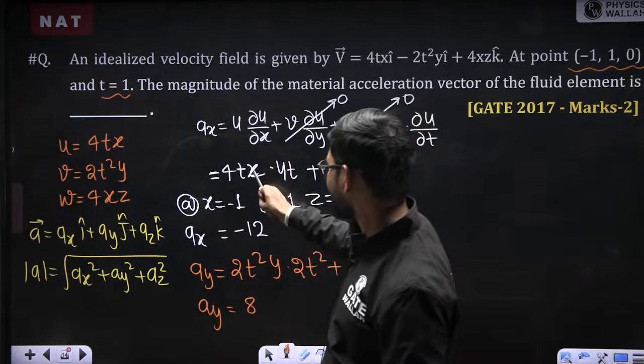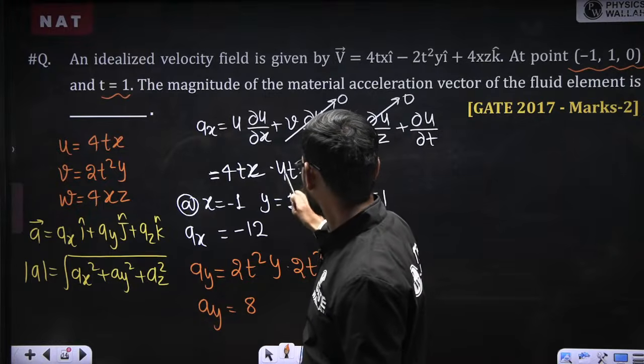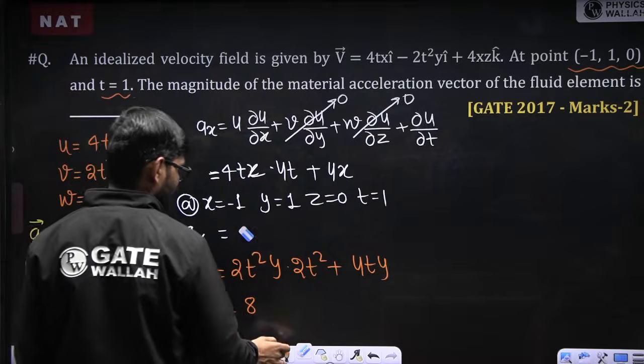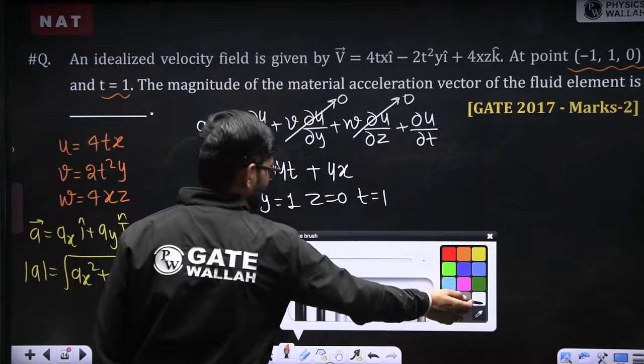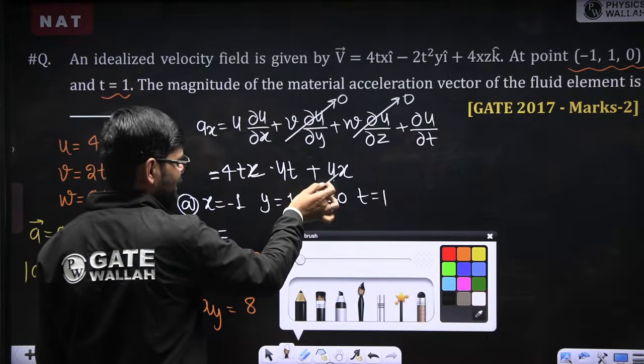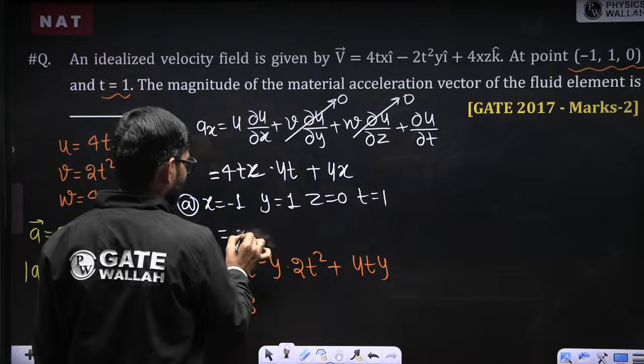X value is minus 1. Oh, sorry. X value is minus 1. So this term will come minus 16 minus 4, minus 20, sorry.